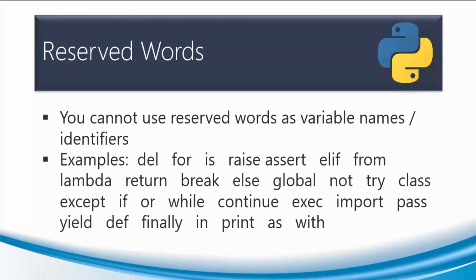Here are some examples of reserved words in Python. Once again, you cannot use these reserved words as variable names or identifiers. Some example reserved words are return, break, global, for, continue, while, import, and I just demonstrated this example, import, in our previous slide where we imported our current version and took a look at which version of Python is installed on this computer.